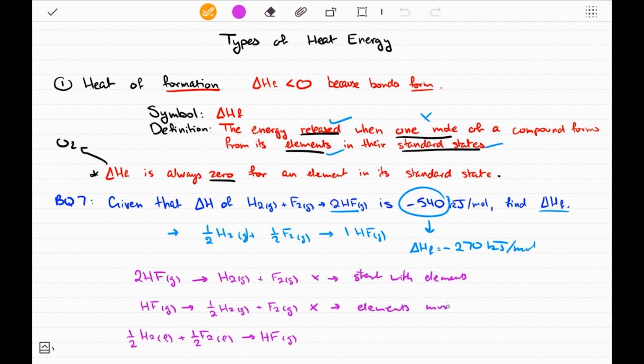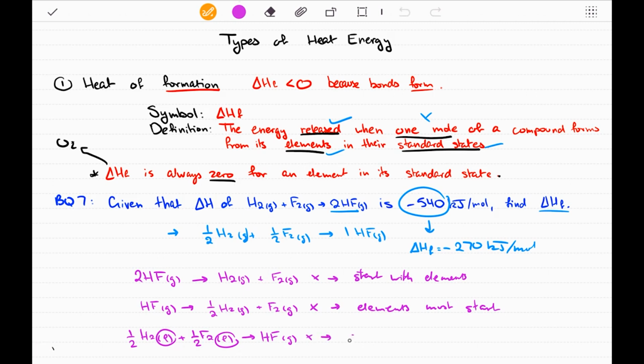The equation might look perfectly accurate. They might start with elements and give you only 1 mole of product, but they will not be standard states. For example, they say liquid. Hydrogen is not a liquid in its standard state. Hydrogen at STP is a gas, which means this is wrong. They must be in their standard state.